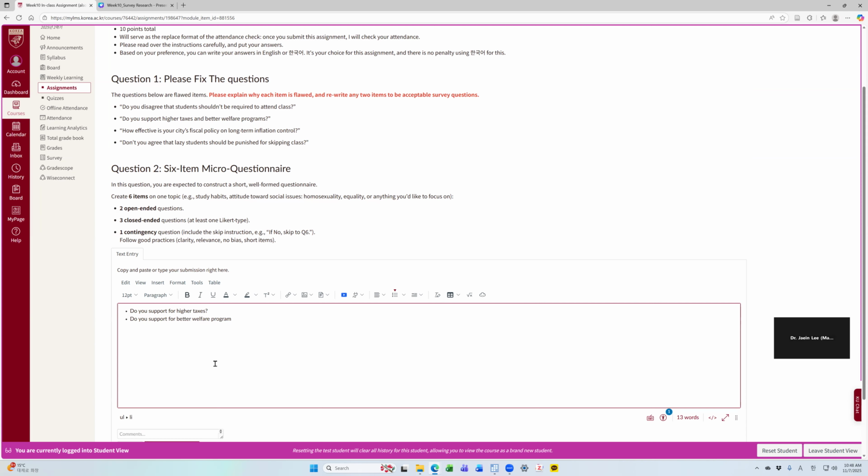Yeah, I will make it simpler because it should be simple, right? So it should be better. How effectively does your city's fiscal policy contribute to long-term inflation control? I don't know, it's very hard. So it should be easier. So do you feel your local government makes effective use of the budget? It's still a little bit vague, but anyway, that's much better.